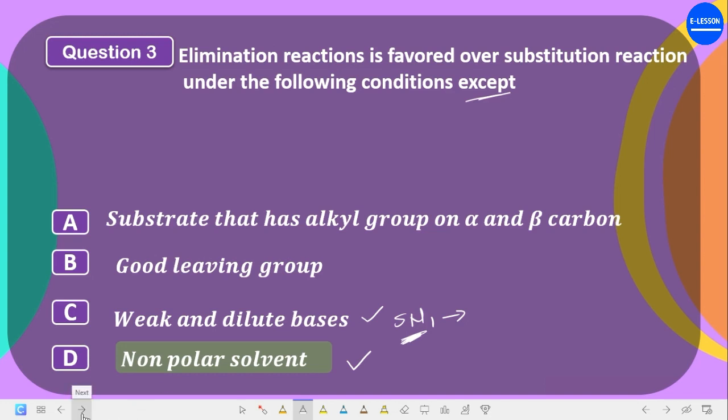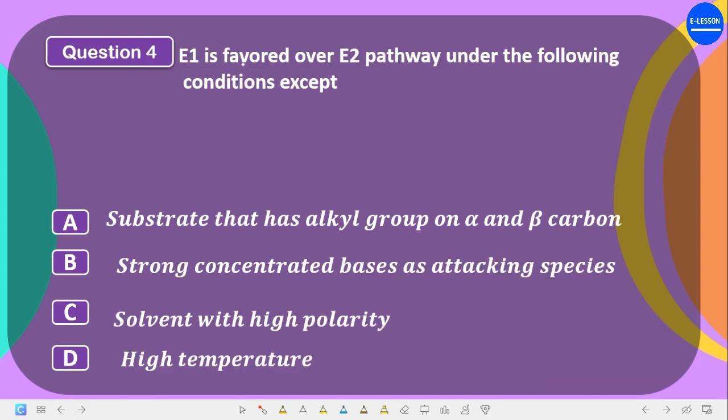The next question is, E1 is favored over E2 pathway under the following conditions, except. The correct answer is solvents with high polarity. E1 is favored over E2 pathway under the following conditions, except solvents with high polarity. That's the correct answer.